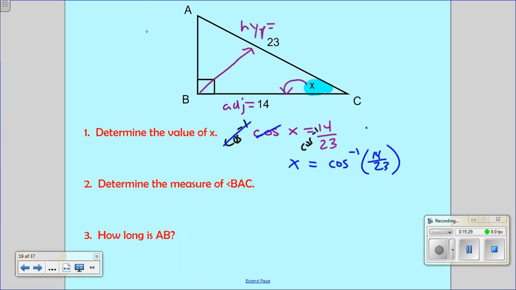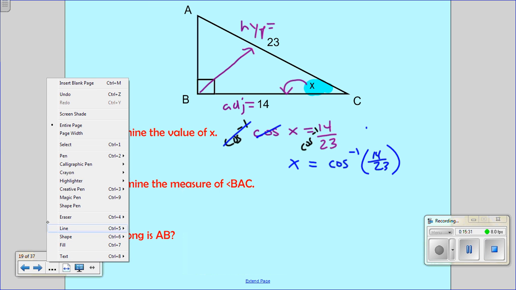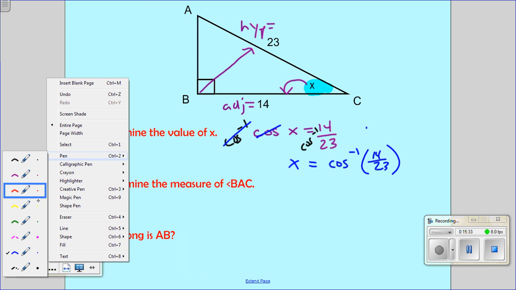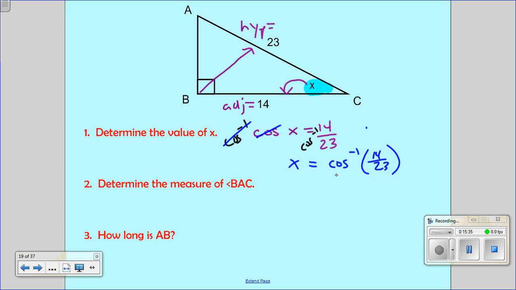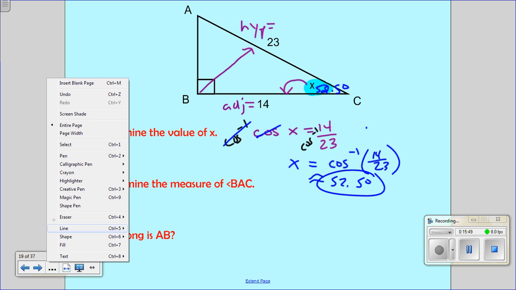And make sure you label appropriately because it's an angle and the units for an angle is degrees. So about 52.5 degrees. If it helps, put it on the picture. 52.5 degrees.